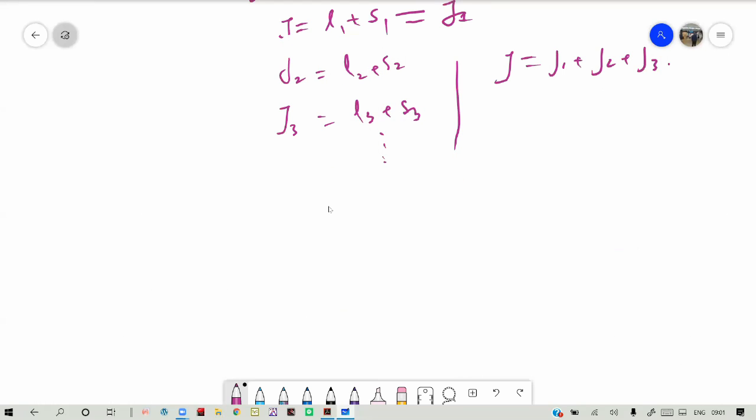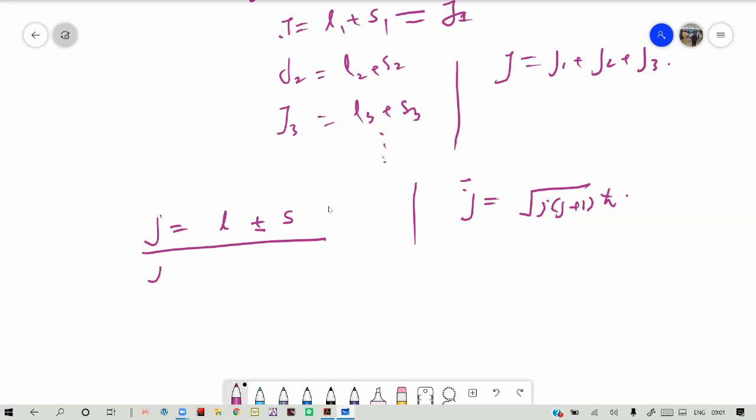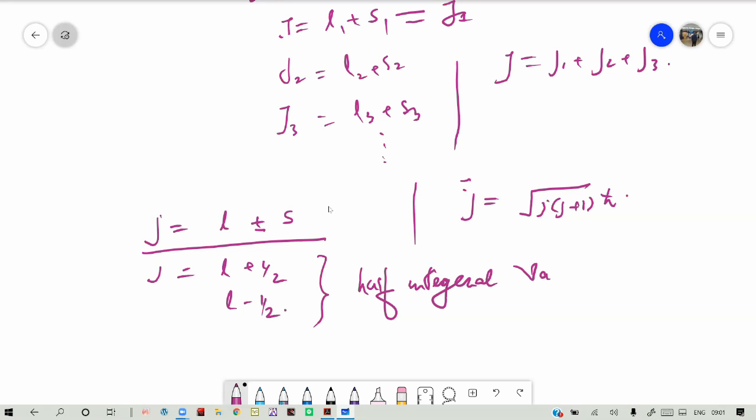And we know that j is equal to l plus or minus s. The orbital angular momentum quantum number, this j, while the total j is equal to the square root of j into j plus 1 times h bar. This is the resultant j. This j is l. So j can be l plus half or it can be l minus half. So j takes only half integral values.